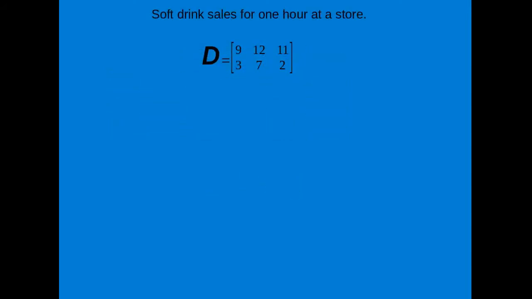So let's look at this. Here our matrix D is the number of soft drinks sold in 1 hour at a store. So first we can ask a question like, how many medium Cokes were sold? Well, remembering the positions, the answer is 12. 12 in row 1, column 2. Row 1 being Cokes and column 2 being medium. This goes to the element D sub 1, 2.